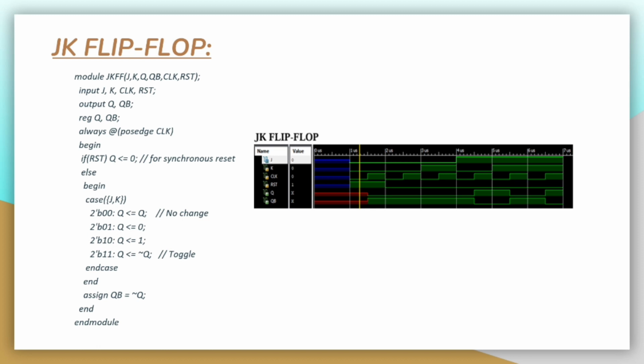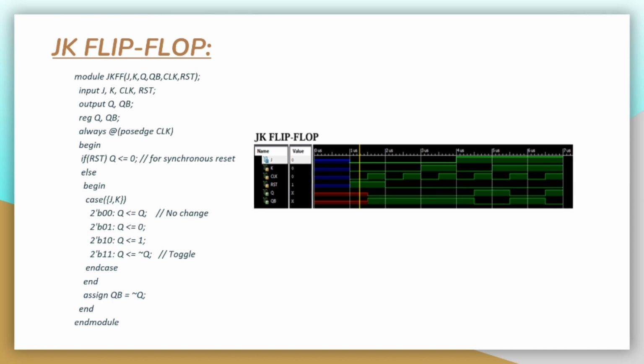Now let us look into the Verilog program of JK flip-flop. Module JK flip-flop (J, K, Q, QB, clock, reset). Input J, K, clock, reset. Output Q, QB. Reg Q, QB. Always @(posedge CLK) begin. If reset, Q <= 0, else begin case of {J, K}. End case, and assign QB equal to not Q, and end module.